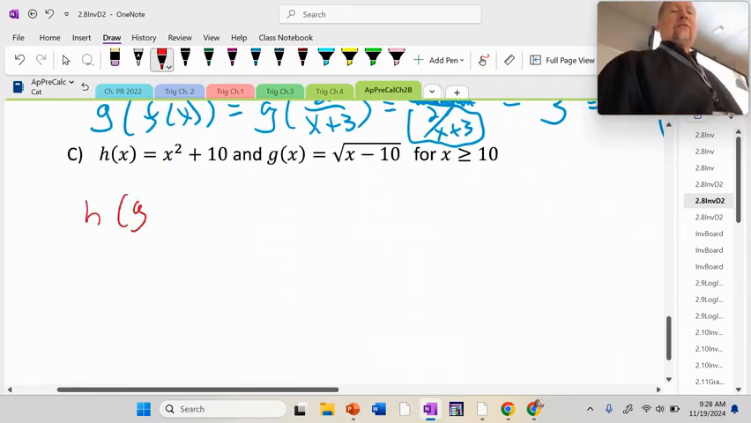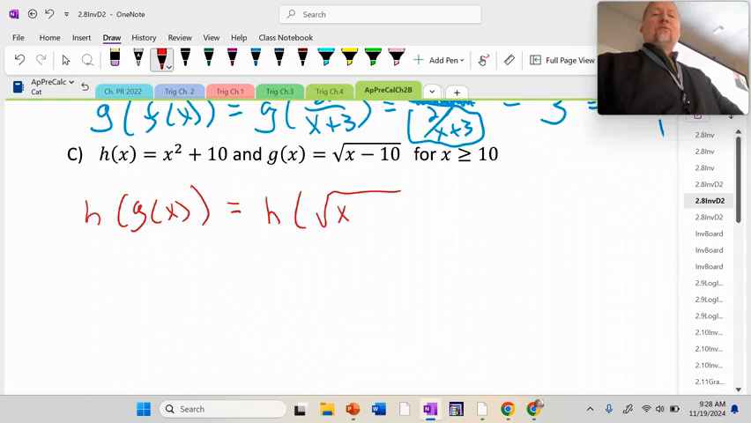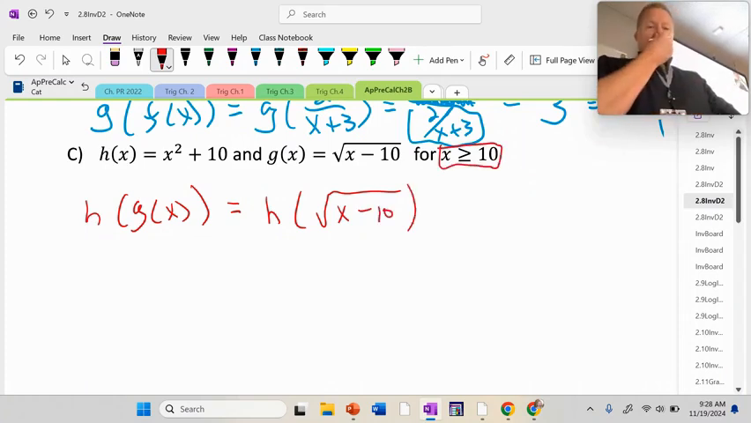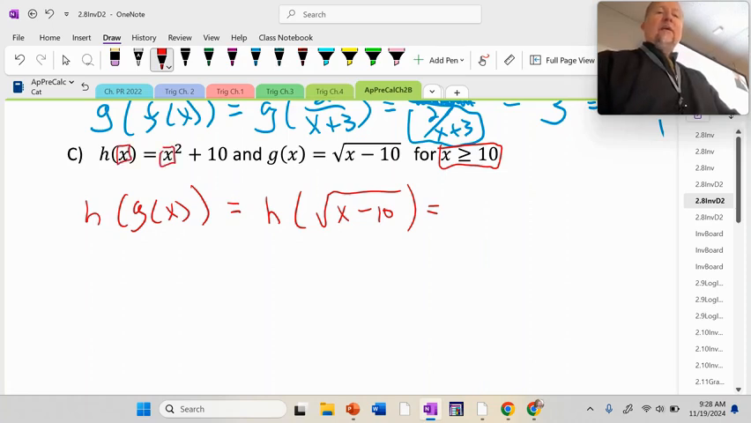I'll do h of g of x first. These are usually the case pretty fast, and linear isn't so bad either, although we did have some fractions. h of g of x, which is root x minus 10. By the way, we have this condition here because I have to keep it one to one. I talked about that during the function discussion. There's no time. I can't keep repeating myself. We're either going to get it or we're not. All right, and then go to the h function, wherever there's an x, plug in root x minus 10.